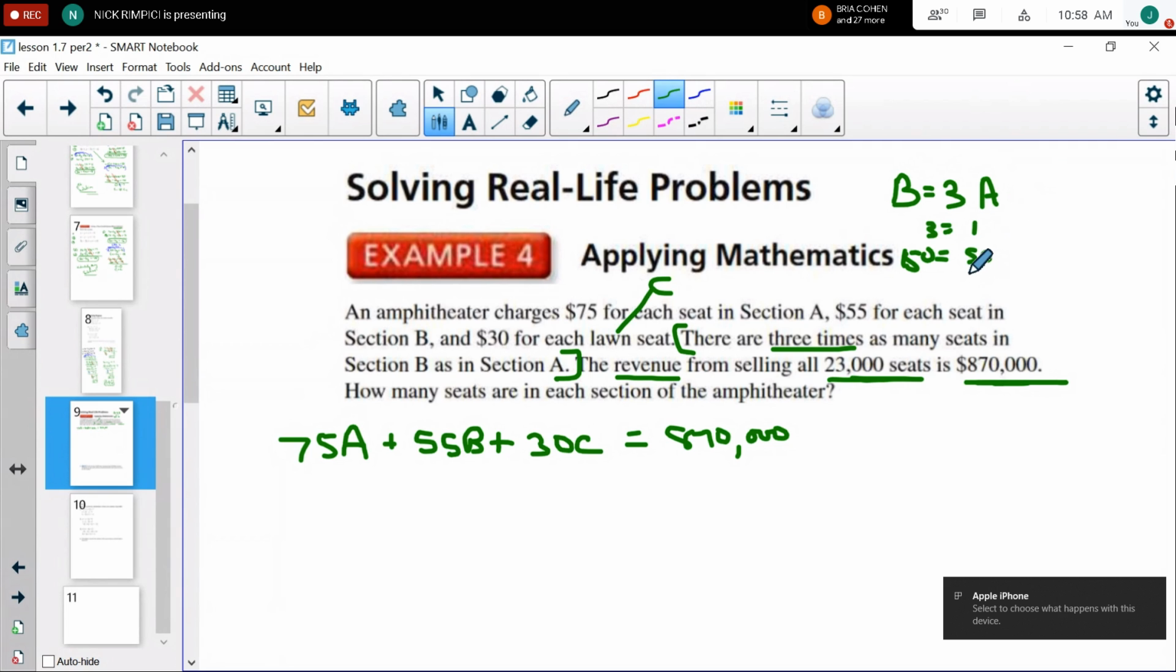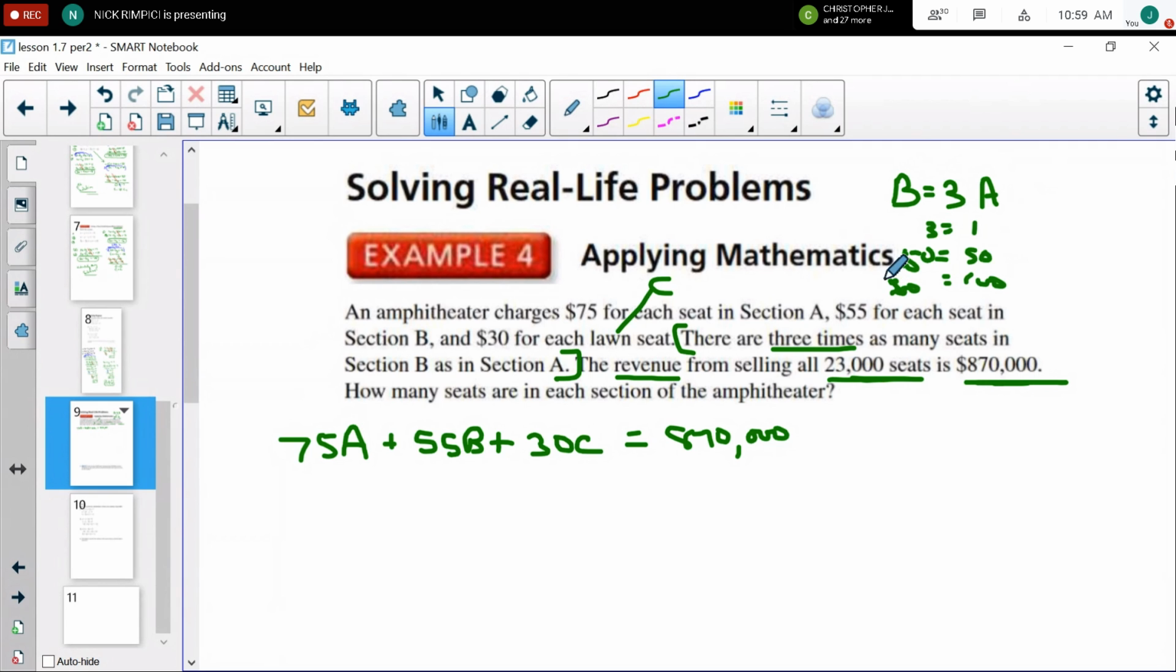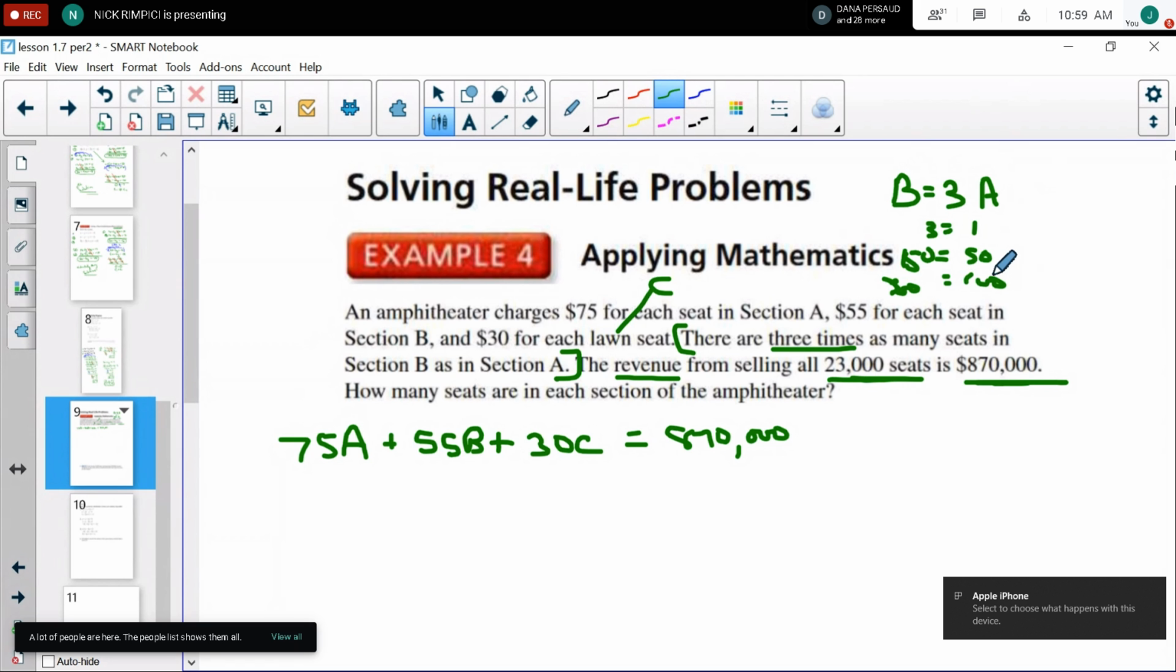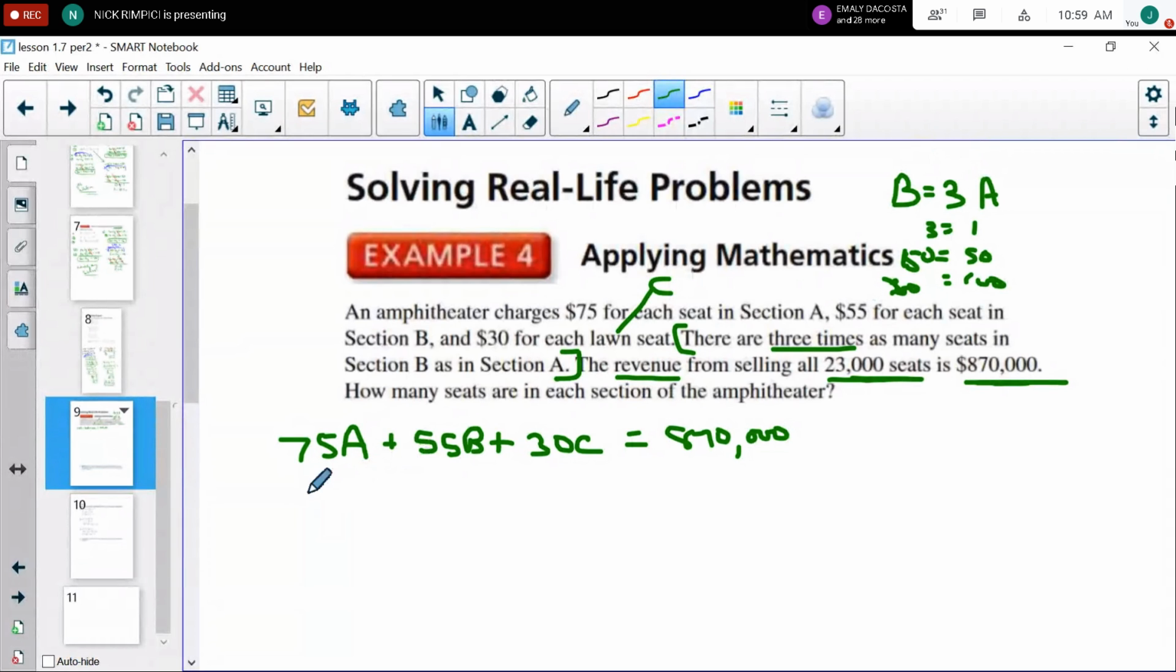If A had, let's say, 100 seats, right? 3 times this 100 here would be 300. So again, we see that B is a 3-to-1 ratio. So this works. For every seat in A, B has 3 times the amount of A. So we can say the second equation can be B equals 3A.